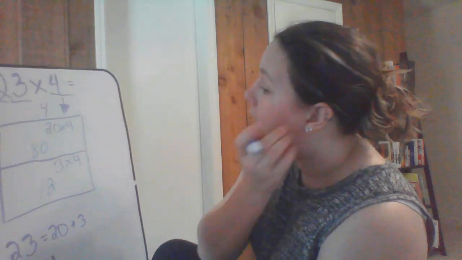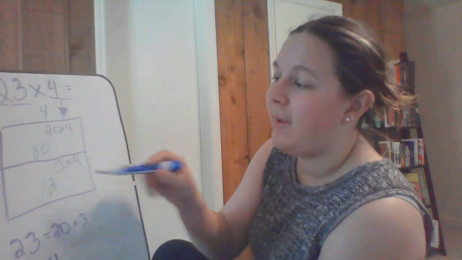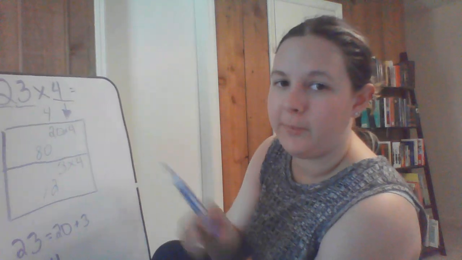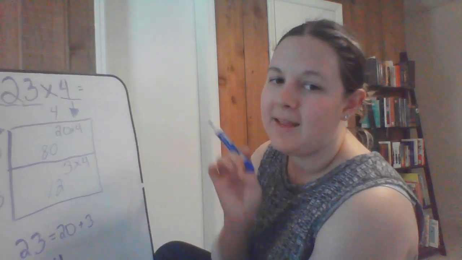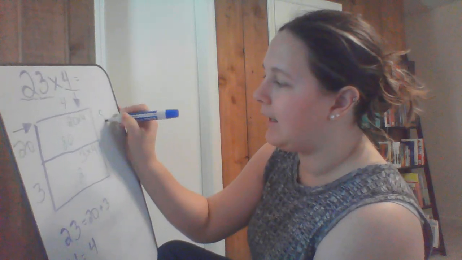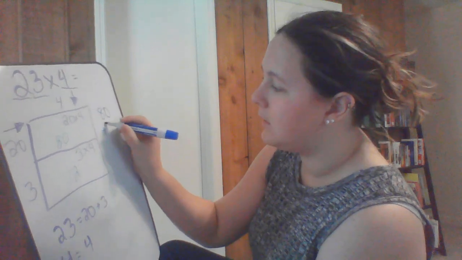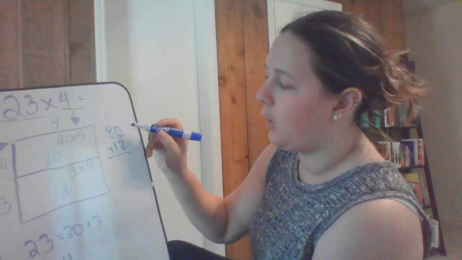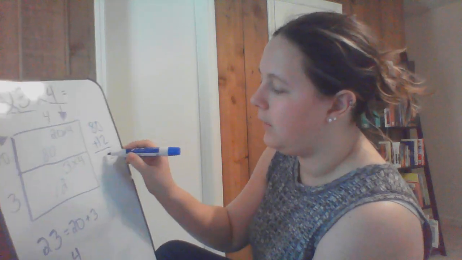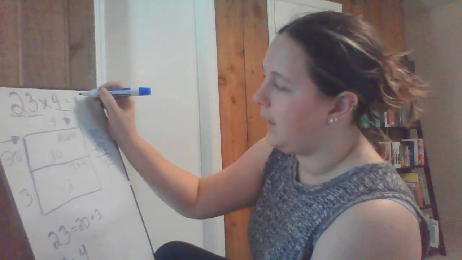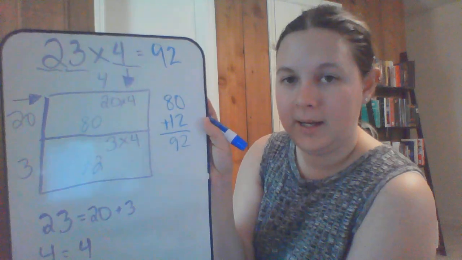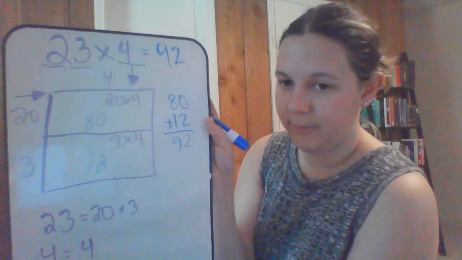All right. Our last step is to put these pieces back together. Rather than multiplying all of this at once, we made 2 smaller multiplication problems out of it, but we still have to add them together because we're still trying to find the answer for the original equation. So we're going to add 80 plus 12. We add our ones place first. 0 plus 2 is 2. 8 plus 1 is 9. So our answer would be 92. And that is how you multiply a 2-digit by 1-digit number.